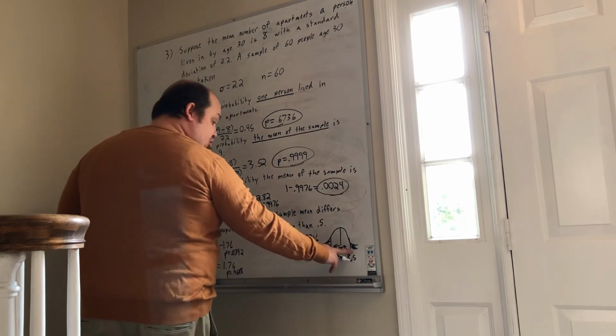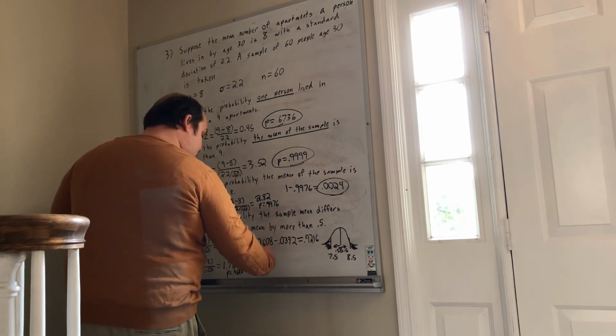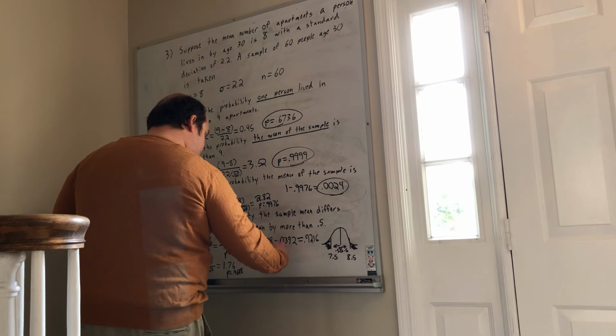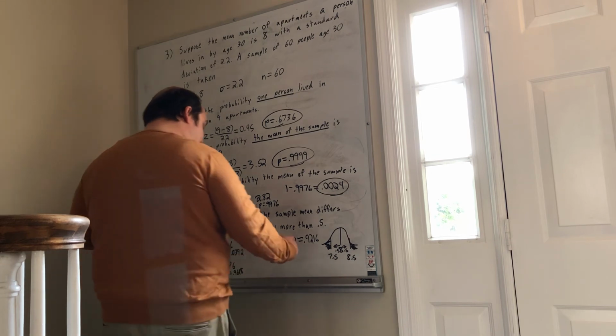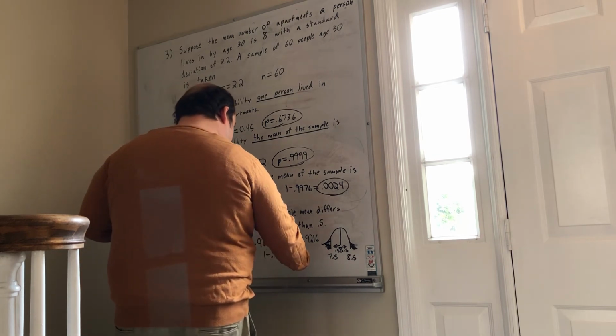If I want to find the shaded area in the tails, I do 1 minus that 0.9216 to get to the correct final answer, which is 0.0784.